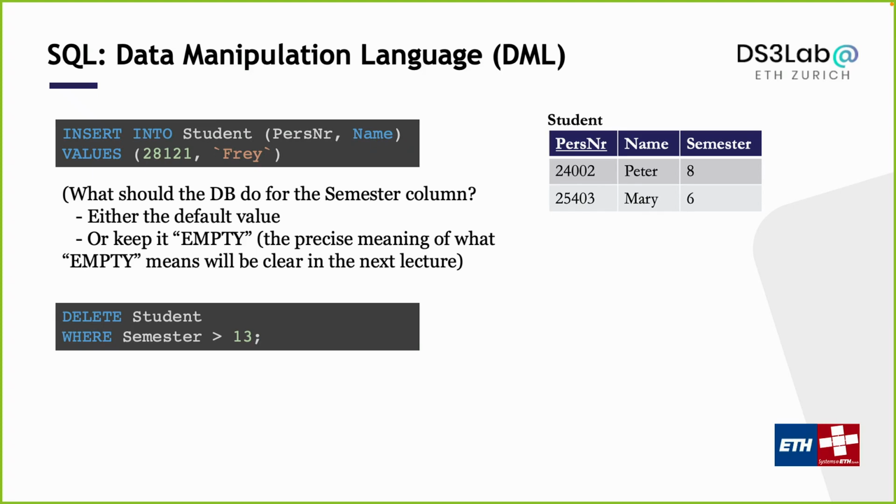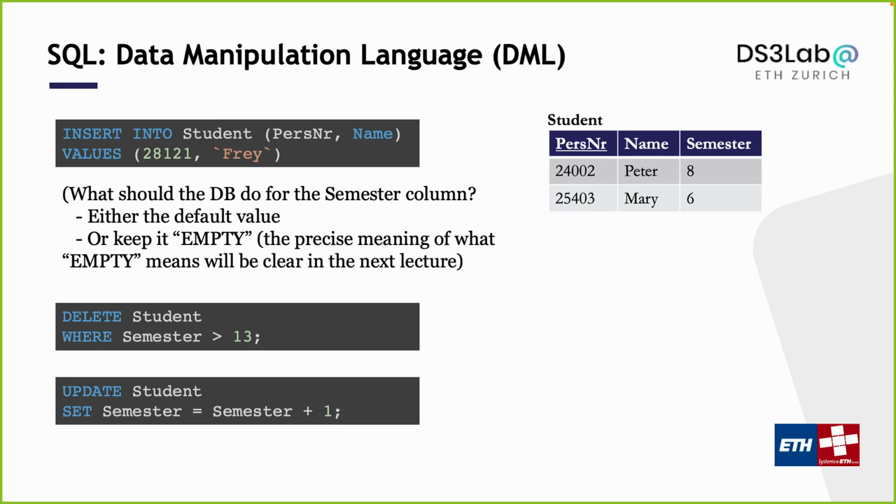You can also delete tuples from your relation. For example, say, yeah, I want to delete all the students with a semester larger than 13, for example, right? So essentially, you have delete, that's the keyword, followed by the table name, and you specify some conditions that you want to be true, right? And then you can also update your relation. So here, if you say update student, set semester equals semester plus 1, right? What you are going to do is take all the tuples in this relation, increase their semester value and put them back, right? So that's the way to think about it.